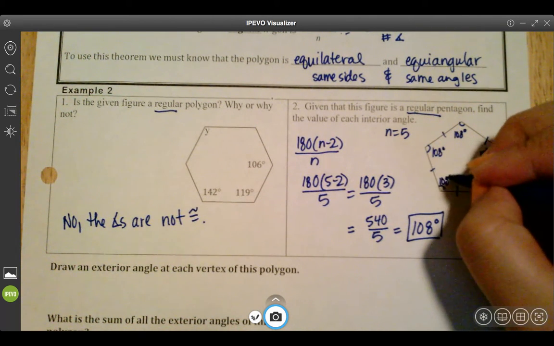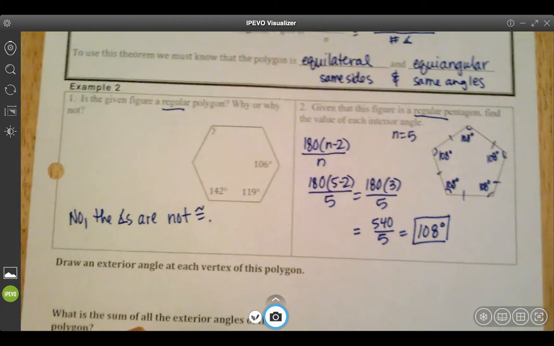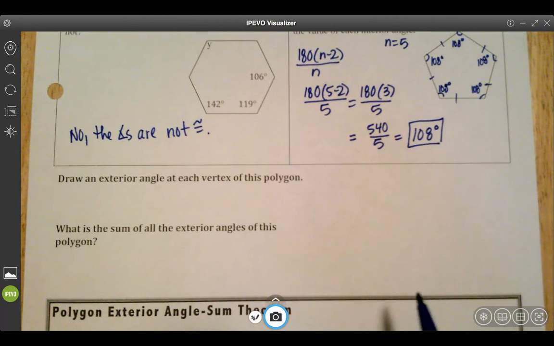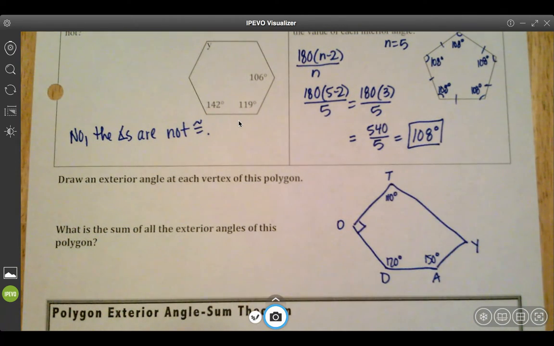That does not tell me anything about the side lengths. So that does not mean that the sides are also 108 units long. It only tells me about the angles. So let's use what we know about exterior angles to see if we can draw an exterior angle of the polygon. Let me draw the polygon.